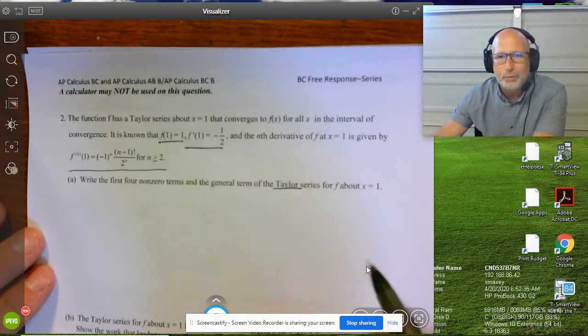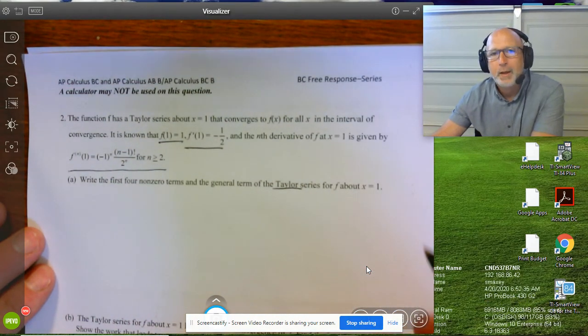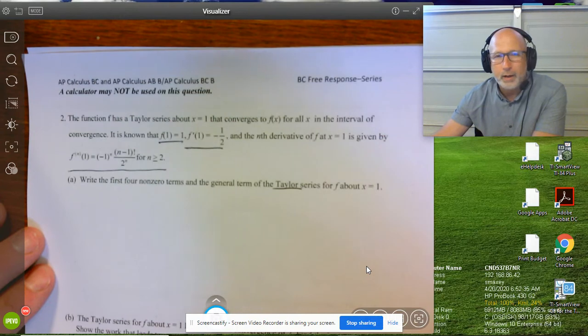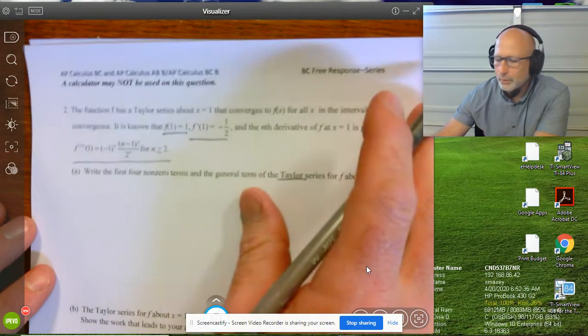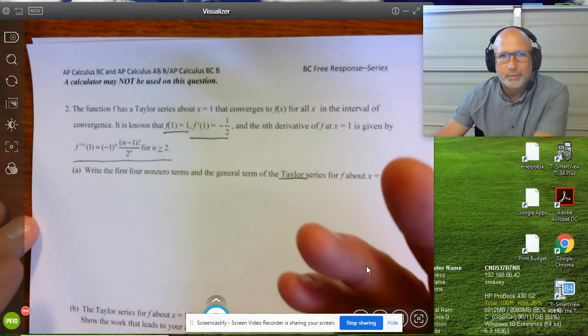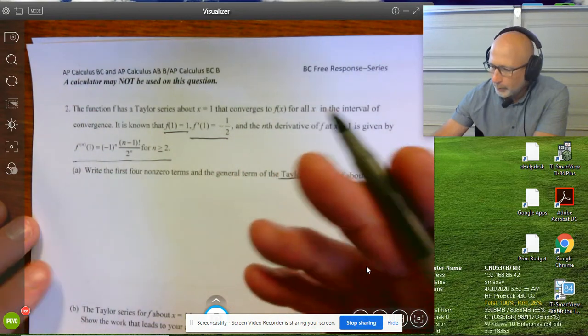I don't believe you need to know how to do this for the exam, but I'm going to use it later on. And so I'm just going to go through the process of doing this anyway. And I think it's good problem solving strategy and a good thing to go over anyway.